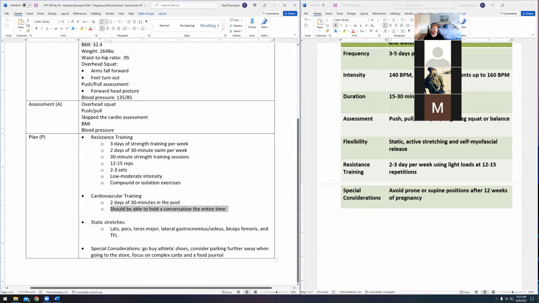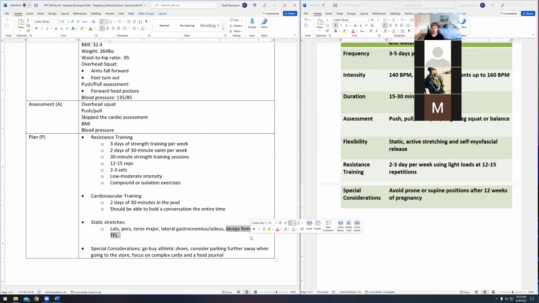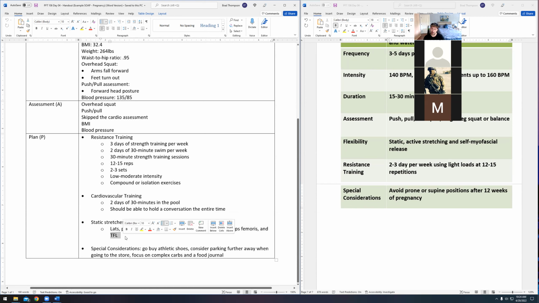In terms of her stretches, we are going to do static stretches because she's in the beginning stages here. We're going to focus on the lats, pecs, and internal rotators, as well as her gastrocnemius and soleus for those tight calf muscles, and a little bit for the biceps femoris and TFL, because it's not just tight calf muscles going this way, it's also a little bit of external rotation. So that lateral hamstring muscle, that lateral hip muscle, both of those are external rotators. So we're going to work on those.